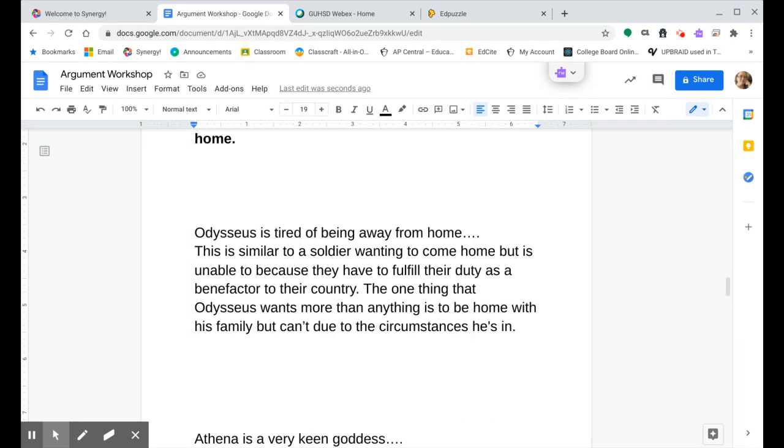Odysseus is tired of being away from home. This is similar to a soldier wanting to come home, but is unable to because they have to fulfill their duty as a benefactor to their country. The one thing Odysseus wants more than anything is to be home with his family, but he can't due to the circumstances he's in. Okay, it's clearly not wrong. It is clearly a comparison. It is clearly focused on tired of being away from home. So the question is, is it excelling or is it correct?